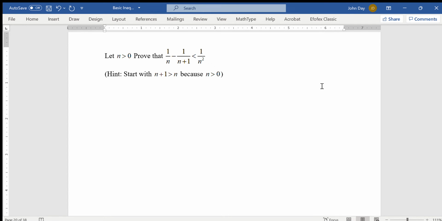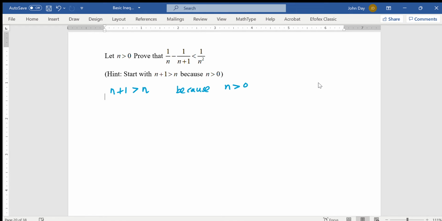All right, this question gives us a hint where to start. Start with n plus 1 is bigger than n because n is bigger than 0. Okay, n plus 1 is bigger than n because n is bigger than 0.